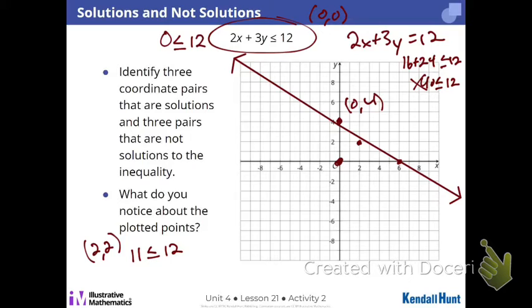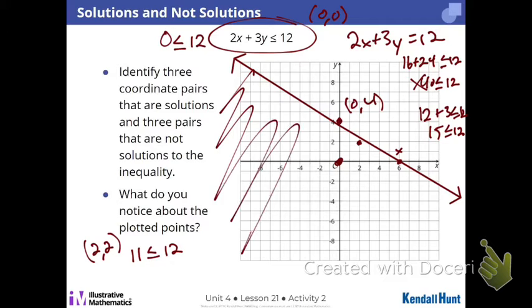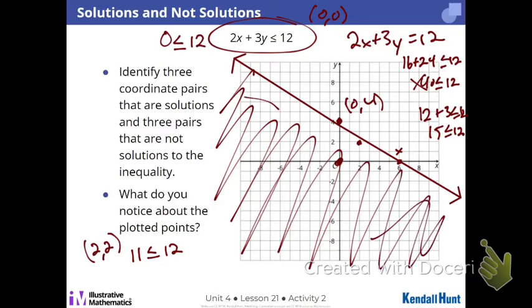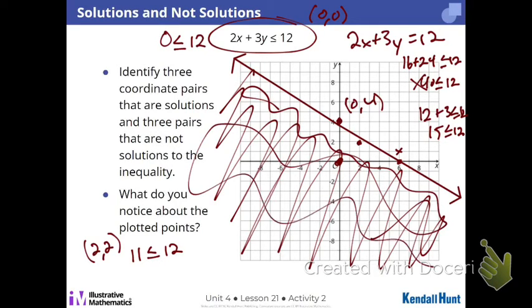So let's test out (6, 1). That'd be 12 plus 3 is less than or equal to 12. Is 15 less than or equal to 12? So I know that (6, 1) also doesn't work. So here's what I notice. Above this line doesn't work, but everything below this line does work. So I'm going to shade it. This is shading. Anything there is going to work, and everything on the line. Kind of cool, huh? And we can always test it.